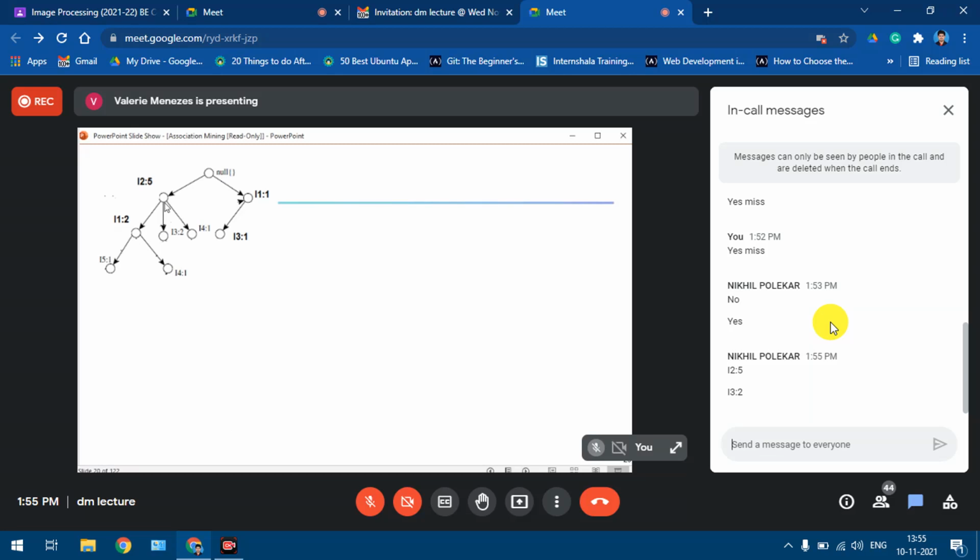Okay. Now coming to the 7th transaction, we have I1, I3. So do we have a branch for I1 and I3?